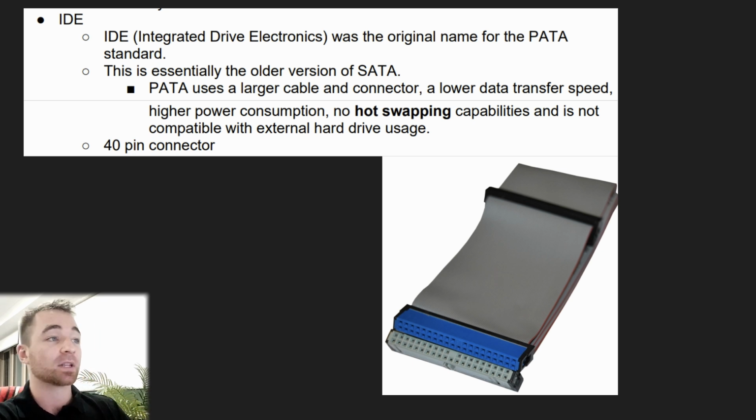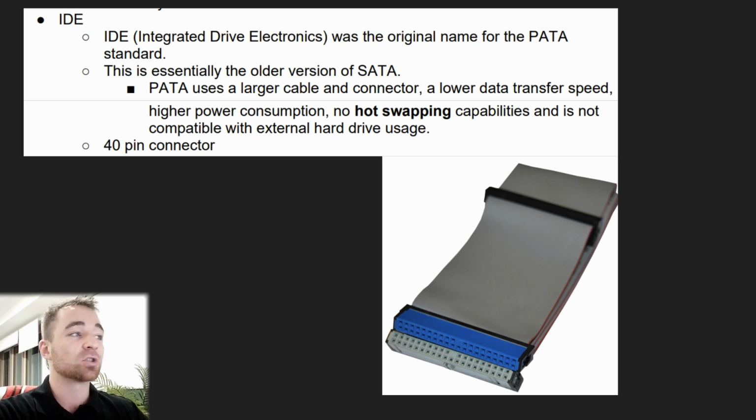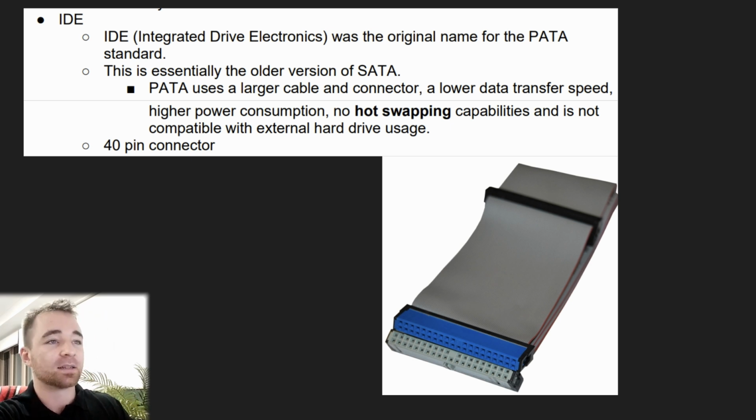IDE, or Integrated Drive Electronics, was the original name for the PATA standard, which was prior to SATA. So super old again, really, really old. It had a 40-pin connector, had high power consumption, and yeah, just really old. So an older thing with a 40-pin connector, not really used anymore.